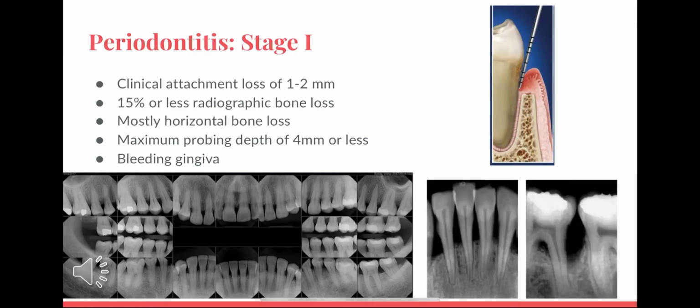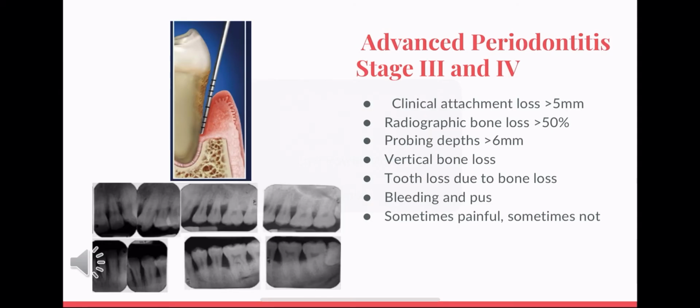In stage 1 periodontitis, we have loss of the clinical attachment around the tooth, and that's usually about 1 to 2 millimeters. Then radiographically, that equates to around 15% of bone loss. This is mostly horizontal bone loss, and the probing depths here are around 4 millimeters or less, and a characteristic of this stage is the gingiva, or your gums around your teeth, will start to bleed.